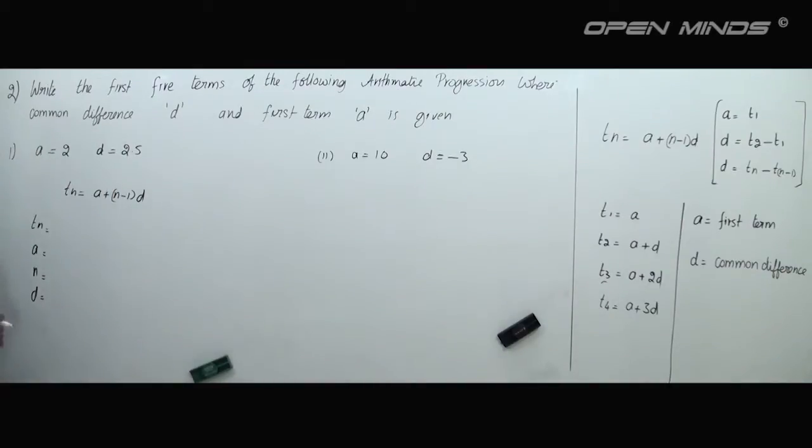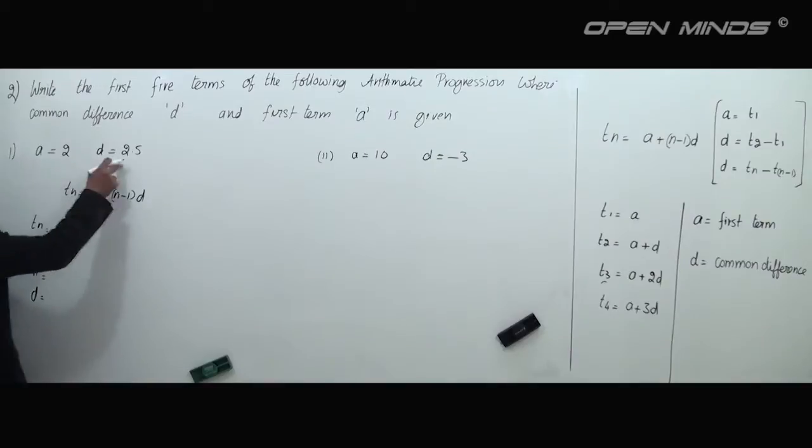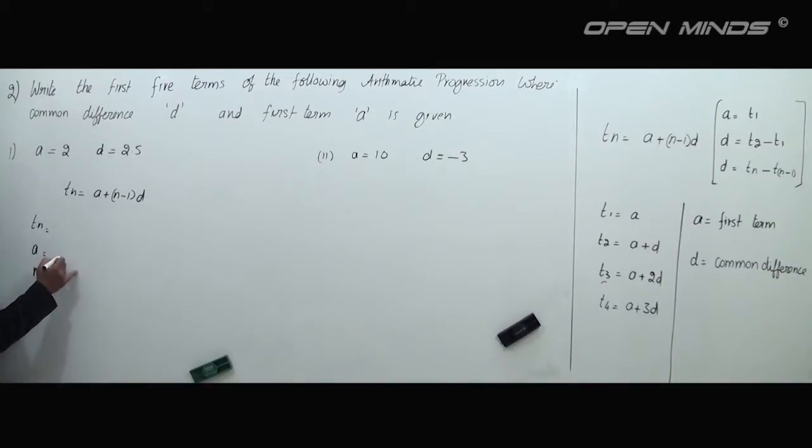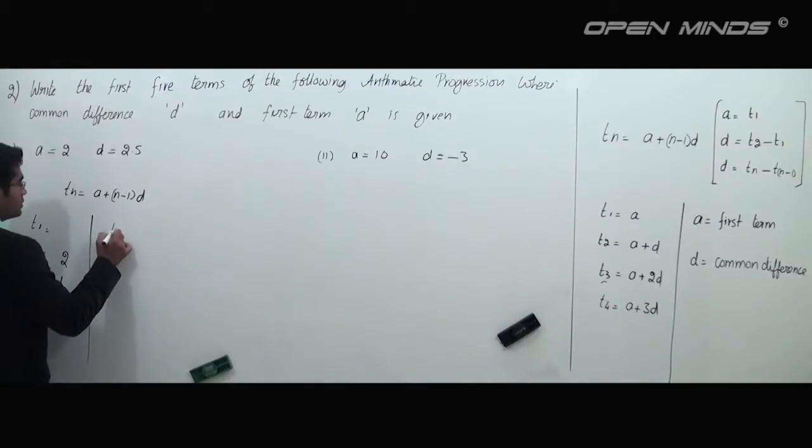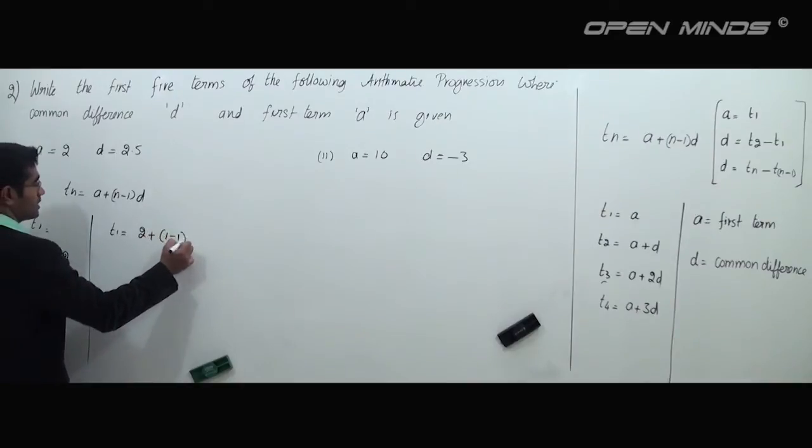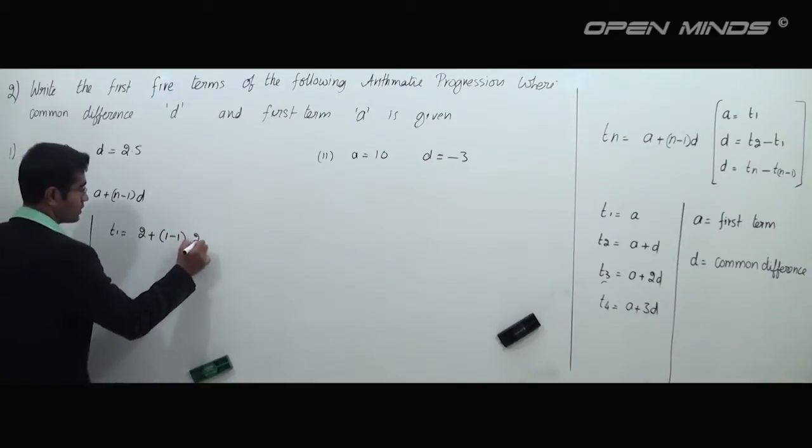Now what he says is, find the first 5 terms of the following arithmetic progression, right? Where a is given to me, d is given to me. Out of these 4, a is 2 and d is 2.5, and he says the first term means n is 1, right? So we're looking for T1. So that is missing. So can I find T1? Very simple. So T1 is a, 2, plus 1 minus 1 into d, which is 2.5.